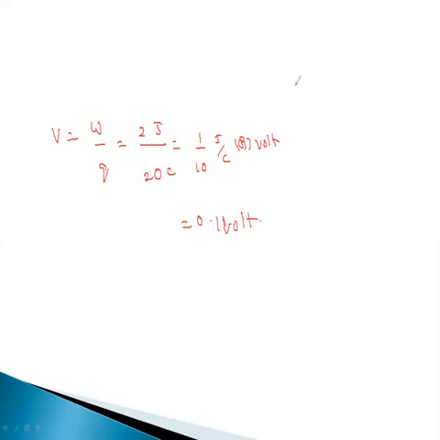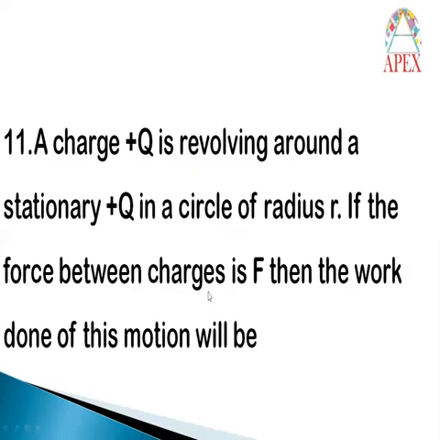Just by the definition of potential, you can easily solve this problem. Now, question number 11. The charge plus Q is revolving around a stationary plus Q in a circle of radius R. If the force between the charges is F, then the work done in this motion will be?